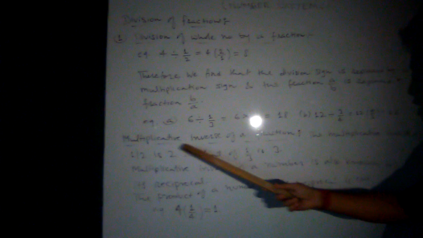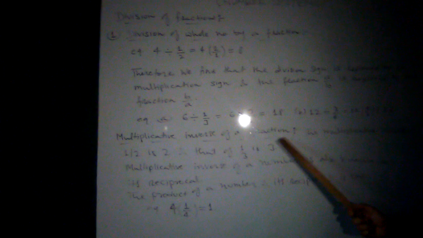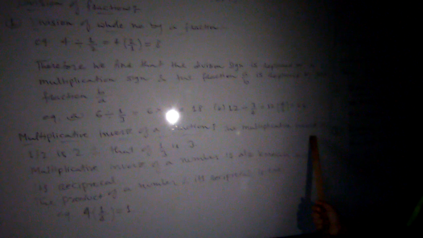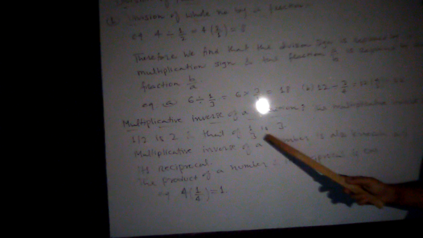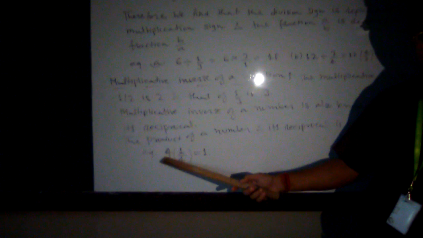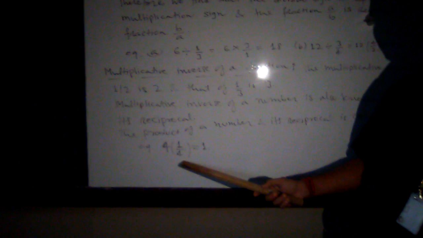Now, remember the multiplicative inverse of a fraction. The multiplicative inverse of 1/2 is 2 and that of 1/3 is 3. Multiplicative inverse of a number is also known as its reciprocal. The product of a number and its reciprocal is 1. For example, when we multiply 4 and its reciprocal 1/4, the result is 1.